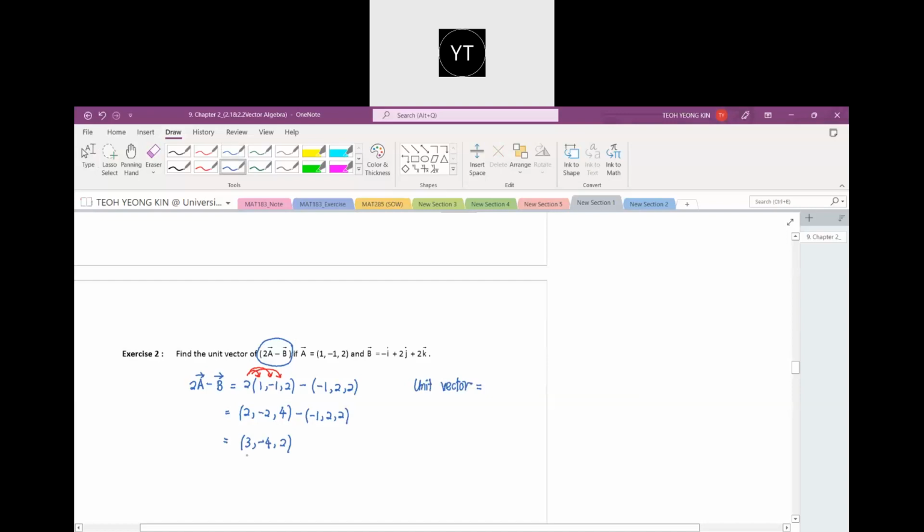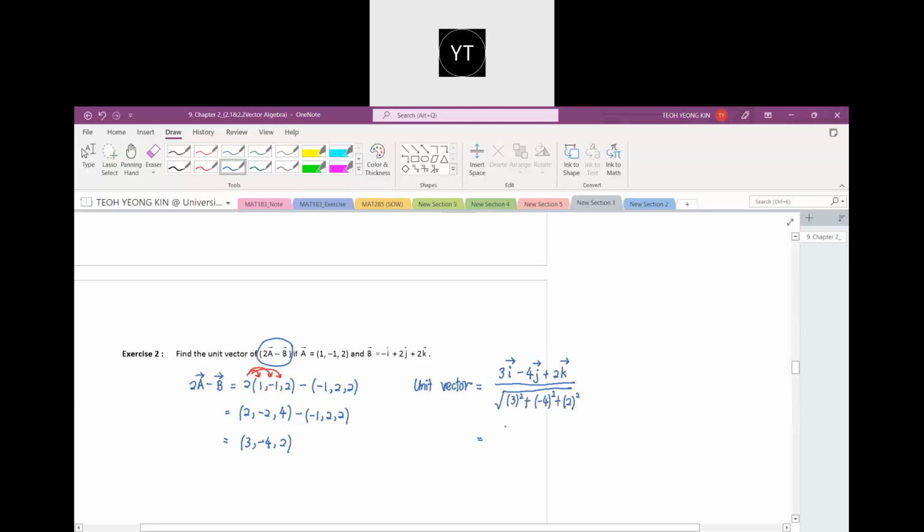Here, 3, negative 4 and 2, I can change to 3i. You can also put an arrow on top if you want. Minus 4j plus 2k. Divide by the magnitude. The magnitude is 3 to the power of 2 plus negative 4 squared plus 2 squared.